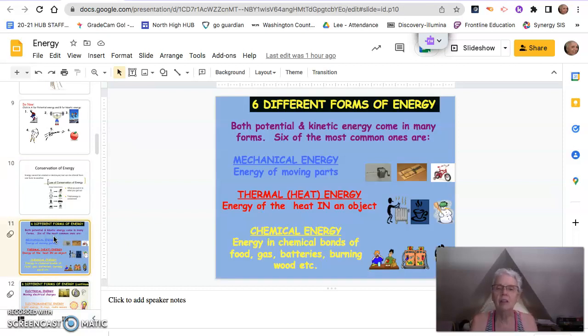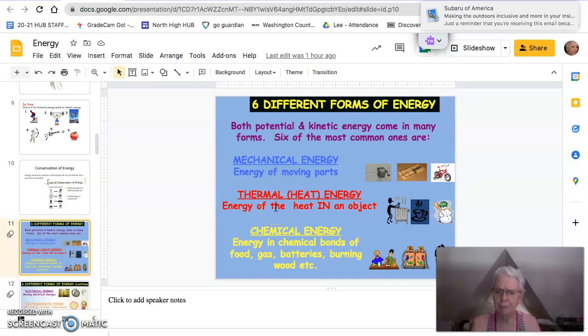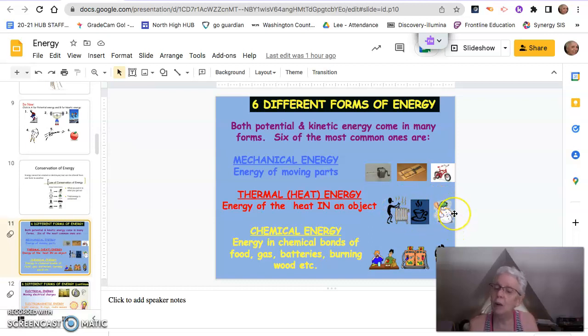So we've got 6 different forms of energy. They're both potential and kinetic, and they are mechanical, which is just the energy of moving parts, an old-fashioned pencil sharpener, a mousetrap, a bike. All those are mechanical. Then you've got thermal or heat energy. This is energy that has heat in it, such as a radiator, a cup of coffee, or even a snowman.